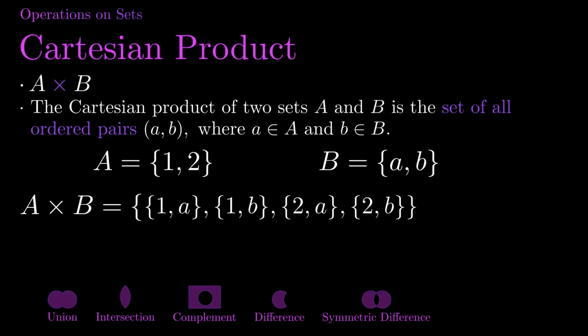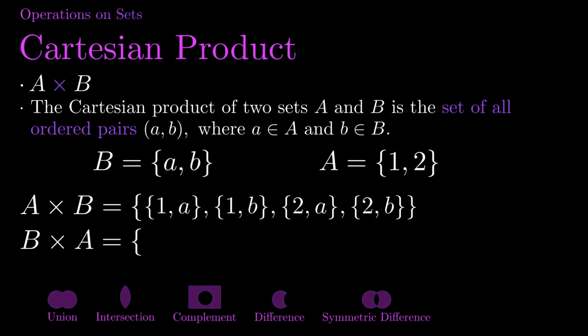Now, what about B times A? This time we start with B. Take the first element of B, which is a, and pair it with every element in A.